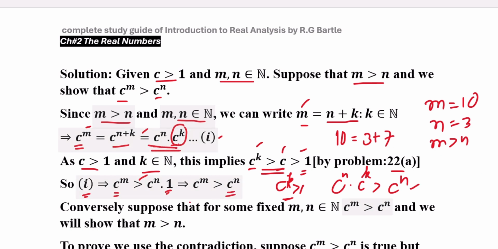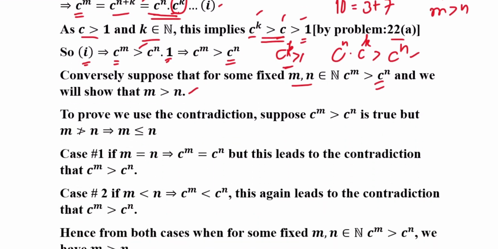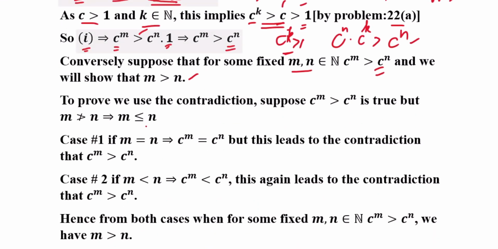Conversely, we suppose that for some fixed m and n, c raised to power m is greater than c raised to power n, and we will show that m is greater than n. We will use the same scenario that we discussed in the above question. To prove this we use contradiction. We suppose c raised to power m is greater than c raised to power n. This statement is true, but m is not greater than n. It means m is less than or equal to n. So again we have two cases: m is equal to n, or m is less than n.